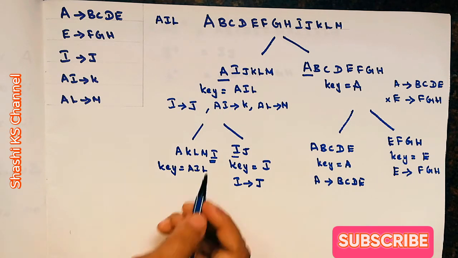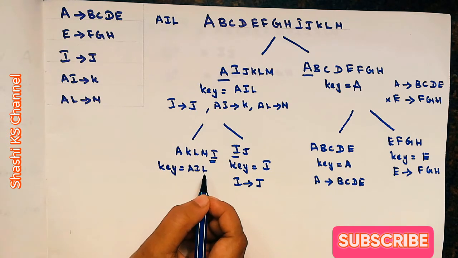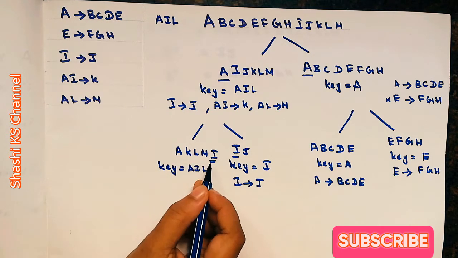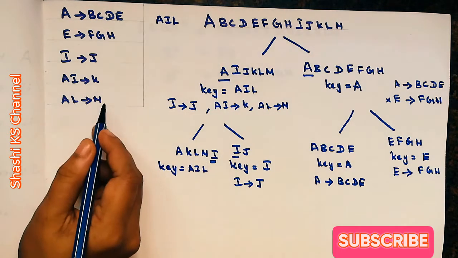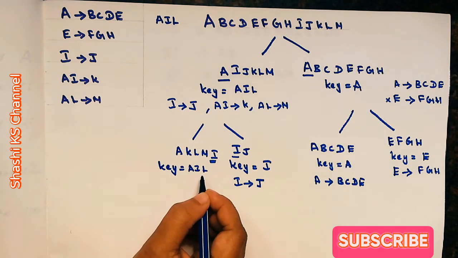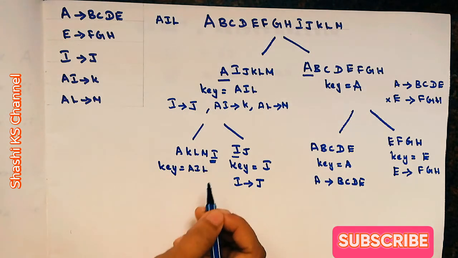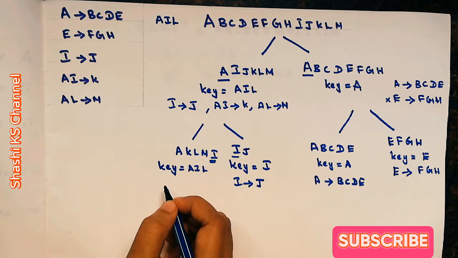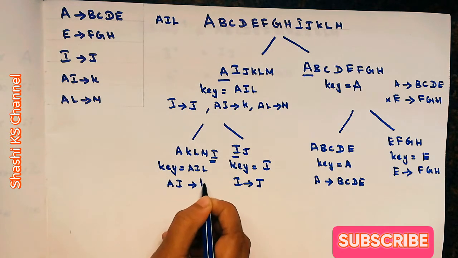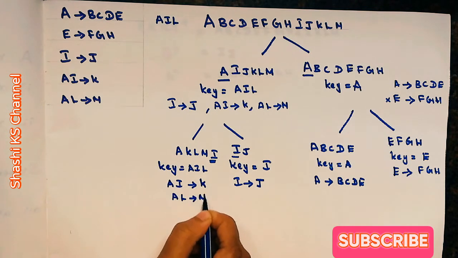So with AIL, will I be able to identify and determine other attributes? Yes. With AI, I can determine K, and with AL, I can determine M, right? So with AIL as the key, I will be able to identify AI, K, L and M. What is the functional dependency projection for this? AI determines K and AL determines M.